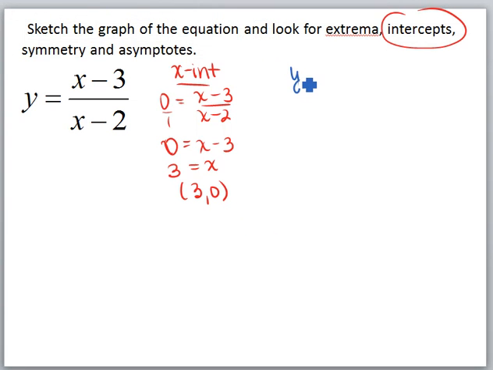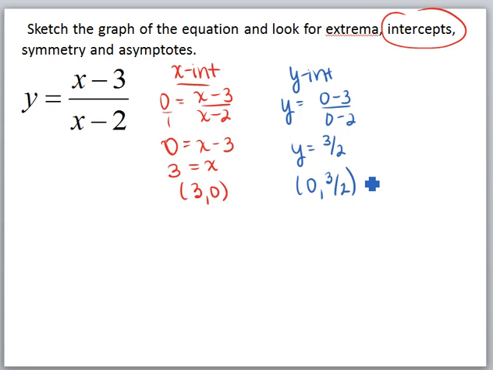The y-intercept, we're going to plug 0 in for the x value to end up with our y-intercept of positive 3/2. So that would correspond to the point 0, 3/2. So finding intercepts are a fast way of getting a couple actual values of the graph. The symmetry is something that we have not spent a lot of time with this year, but we'll go ahead and look at that in a little while.